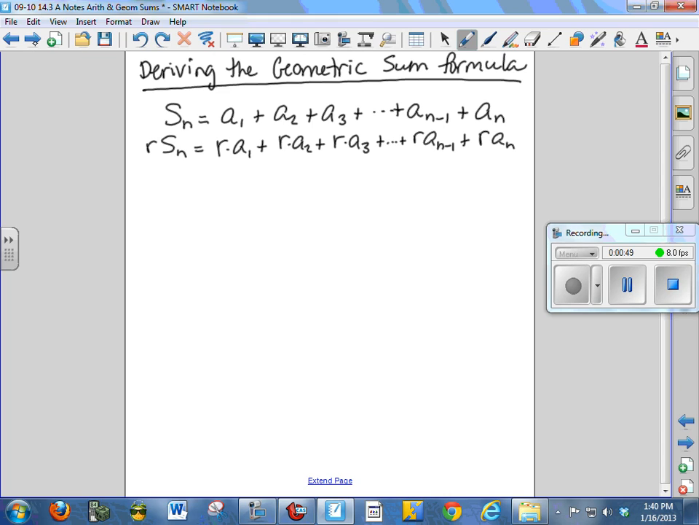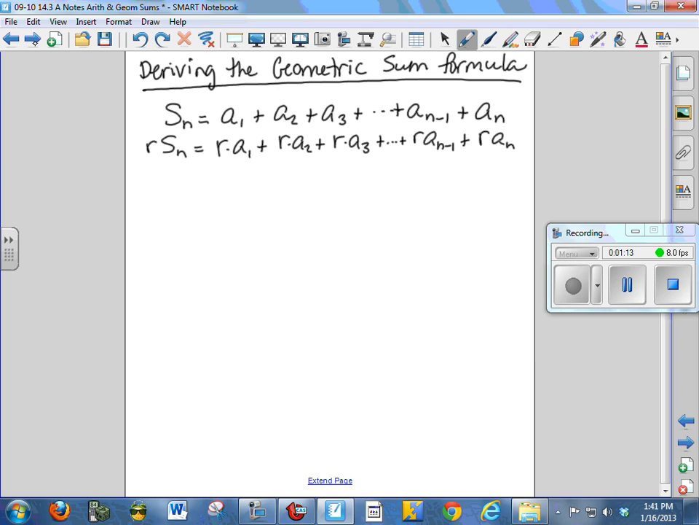Notice that I have just a general formula for a sum. S sub n is a sub 1 plus a sub 2 plus a sub 3 all the way up to a sub n. So you're adding up n terms. Now if I multiplied the sum formula by r on both sides, I would get r times S sub n equals r times a sub 1, r times a sub 2, r times a sub 3, etc.